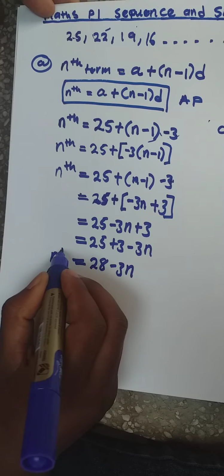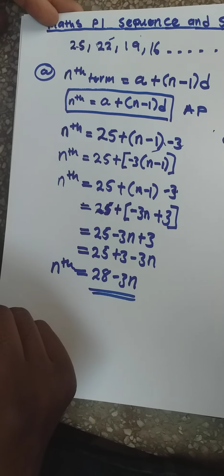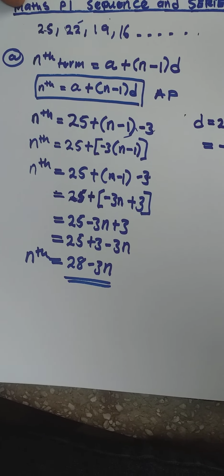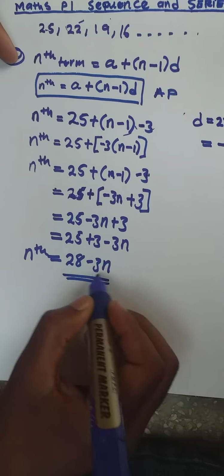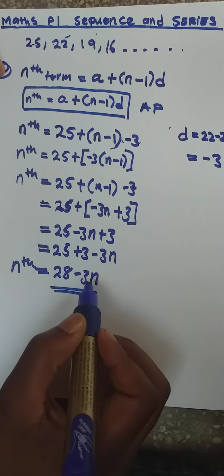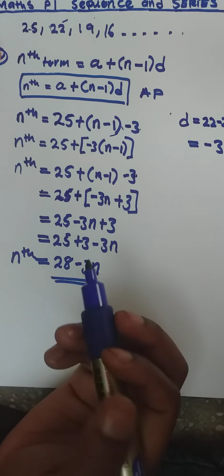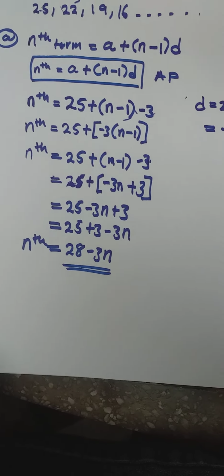So this actually becomes the formula for the nth term. The formula for the nth term is simply an expression where you substitute for the first term and the common difference, but not the position, which is n. So this becomes the solution for part A.